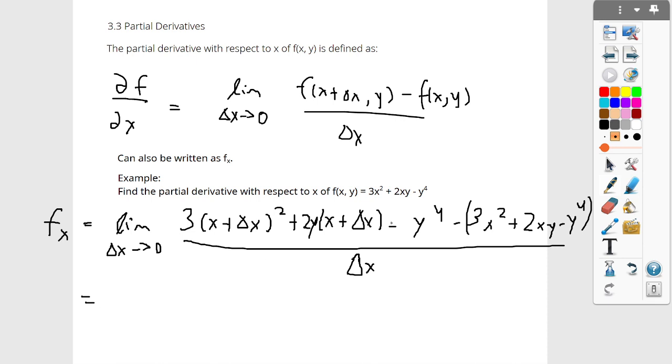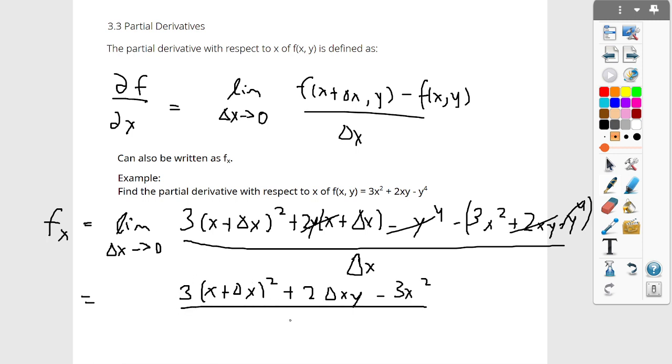So what does that become? Well, the y to the fourth actually cancel out, if you can see, and then this becomes 2xy plus 2 delta xy. So 2xy cancels out as well, 2xy and 2xy right here. So what you're left with is 3 times x plus delta x squared plus 2 delta xy minus 3x squared. And in fact, 3x squared also cancels out, but we've got to do the foiling before we confuse ourselves a lot more. And don't forget the limit at the beginning, or else it's not the correct expression.